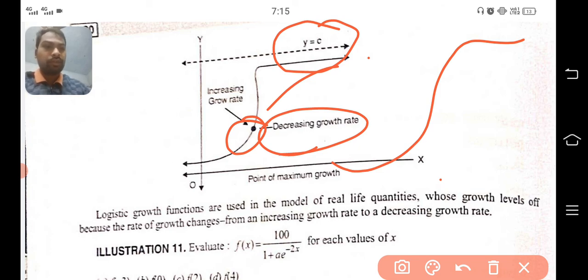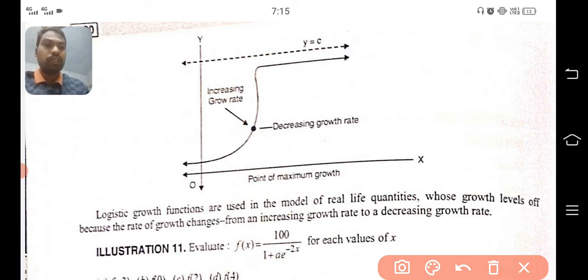These are very essential when utilizing real life quantities or examples, because the rate of growth changes from an increasing growth rate to a decreasing growth rate. Whenever our GDP or another quantity is fluctuating, increasing or decreasing, such a curve can be represented by a logistic growth function. So this much for today.